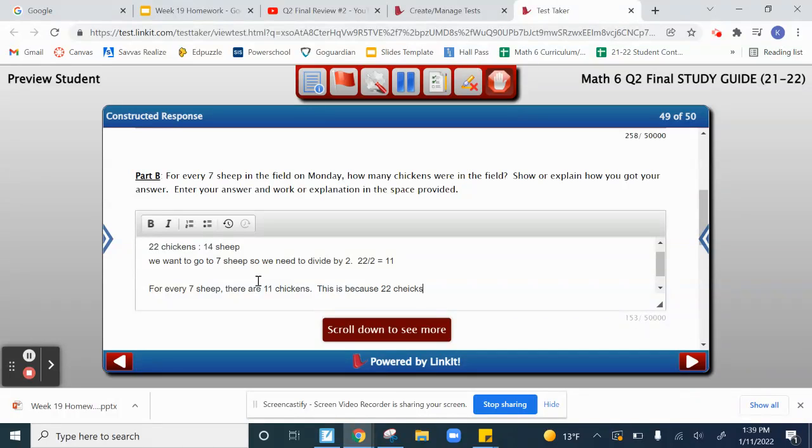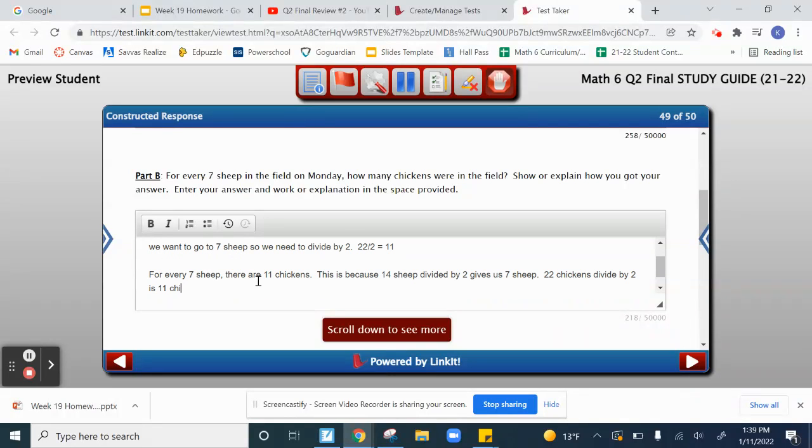Because 22 chickens and 14 sheep divided by 2 gives us 11 chickens and 7 sheep. Therefore, my response is 11. All right. Let's move on now to part C.